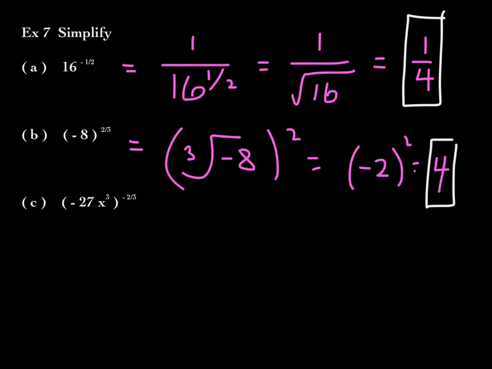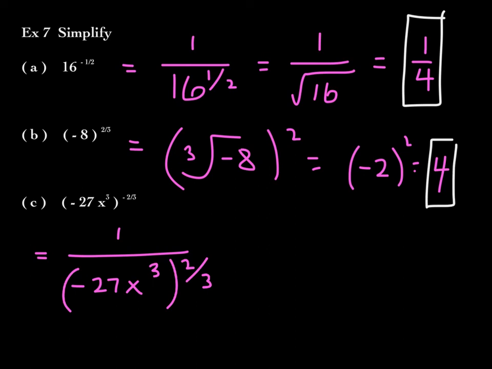Now here's a good one. Negative 27x cubed, all raised to the power of negative 2/3. Now, the first thing I suggest you do is to take care of that negative in the exponent, right? So in other words, reciprocate this right away. So it becomes 1 over, and then you've got negative 27x cubed. Now, let me fix that exponent there. It's a little sloppy. Negative 27x cubed, now all of that raised to the power of positive 2/3.